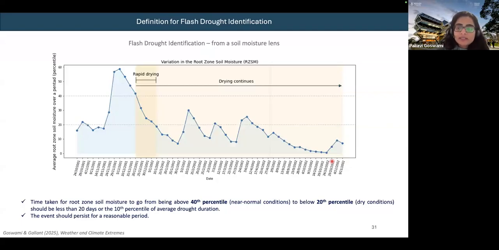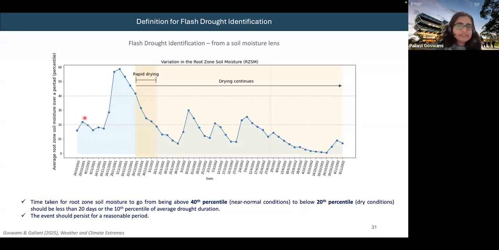So what I did for this work was I was looking at soil moisture, represented in terms of the root zone soil moisture percentiles. So how much water do we have in the top 100 centimeters of the soil, and how rapidly are we losing that? I will talk in terms of percentiles because the percentiles give an idea of how we're doing with respect to the climatology.